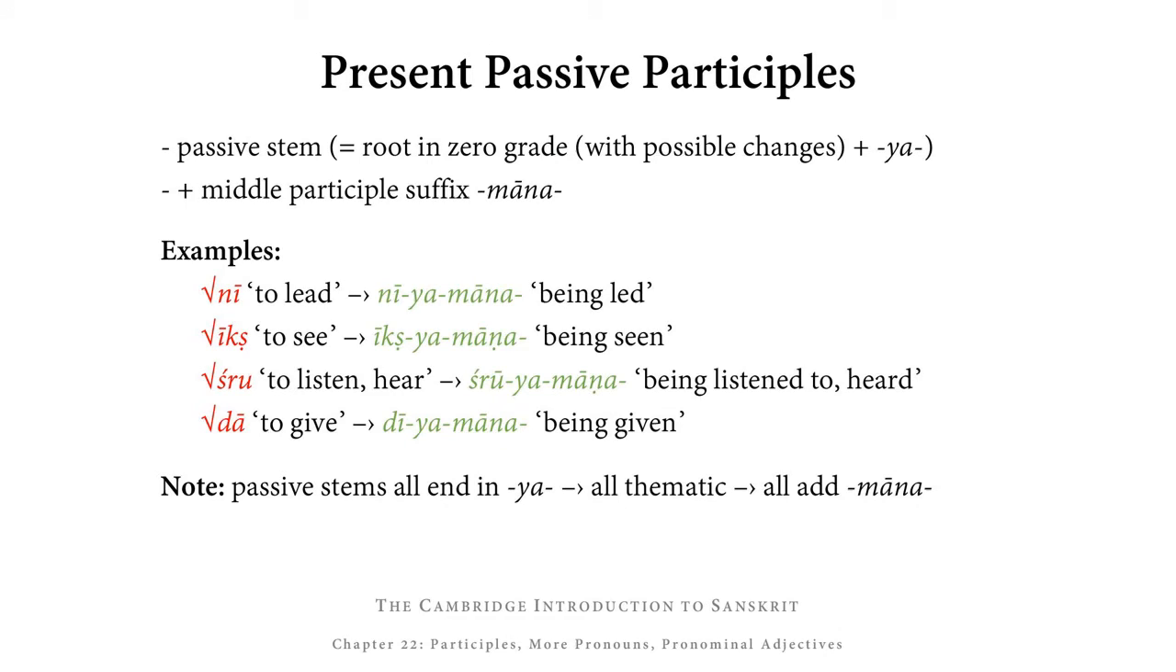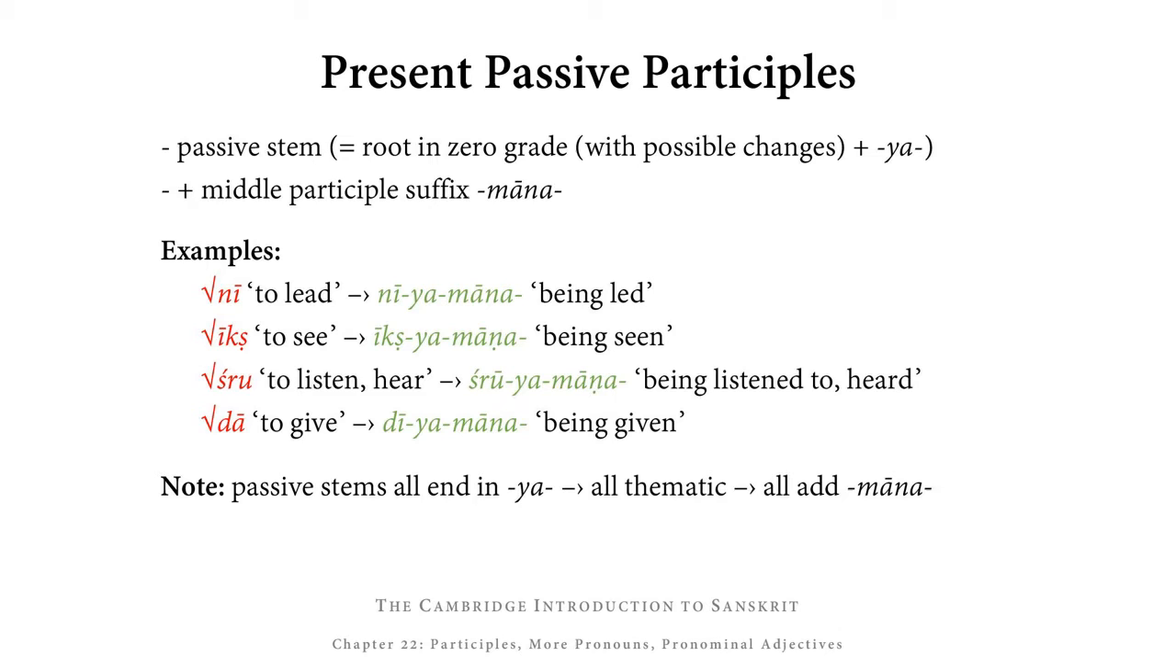Next, the present passive participle. For that you take the passive stem, which consists of the root in zero grade with possible changes if the root ends in a vowel, plus the passive marker ya. And to that you then add the middle participle suffix mana. So this is just like finite passive forms, where you also take the passive stem and add middle personal endings, except that here you add the middle participle suffix mana.